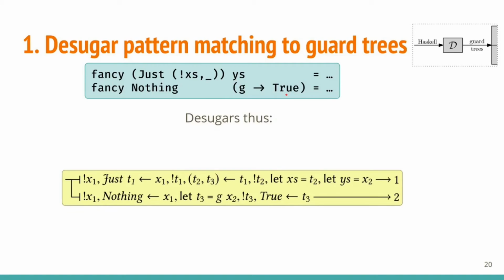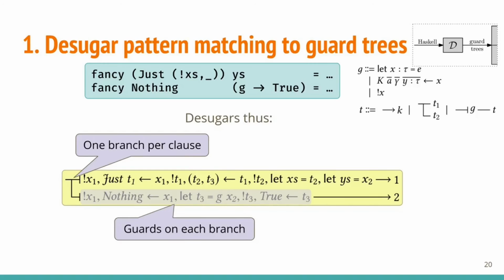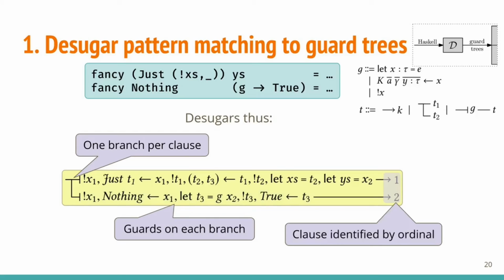In yellow, you see fancy's desugaring to guard trees. Here is the syntax definition for reference. Let's focus on tree syntax first. There's one branch in the guard tree for each clause in the function definition, modeling fall-through semantics. There are also a bunch of guards on each branch, and each branch ends in an ordinal that identifies a particular clause in the original program.